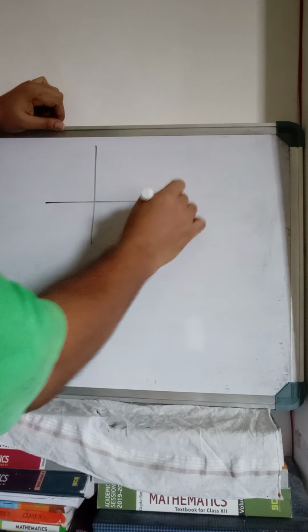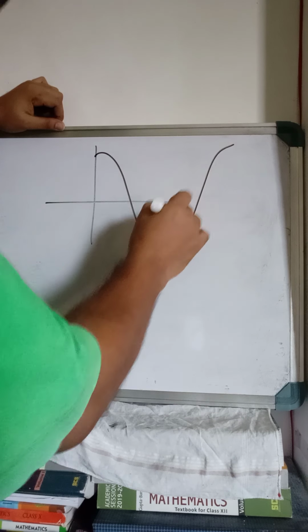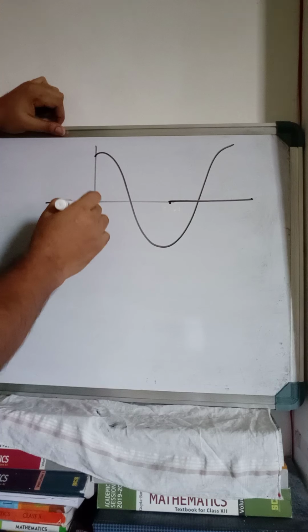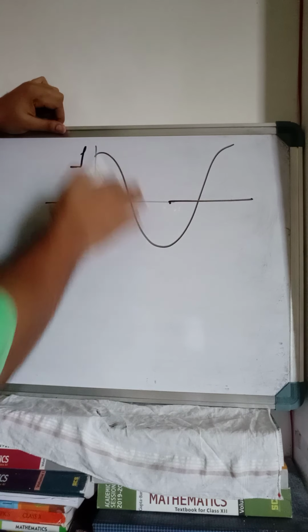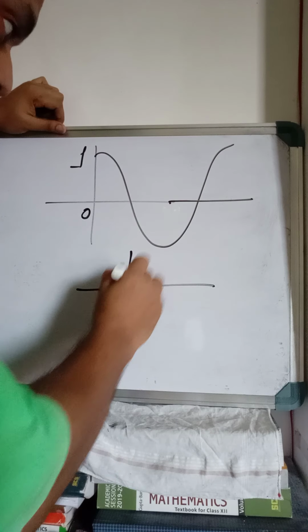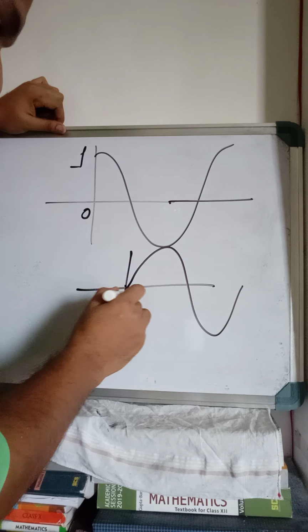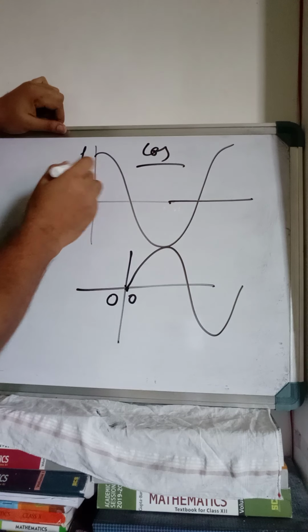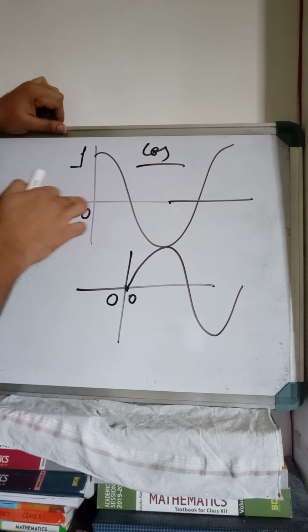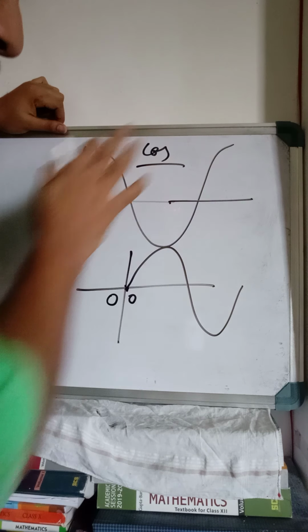A general cos curve starts from here. It is not starting from 0, it is starting from 1. That's why it starts from here, whereas the sine curve starts from here, from 0, it is 0. That is why it is starting from here. For this cos curve it starts from 1, as for 0 degree it is 1. So a cos curve actually looks like this.